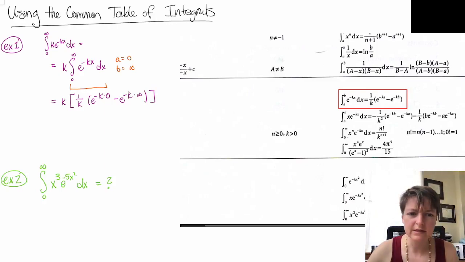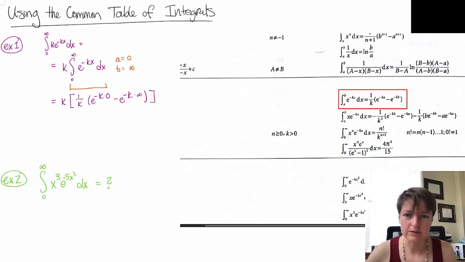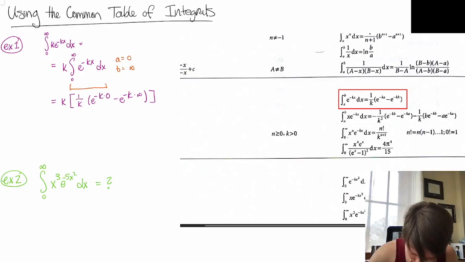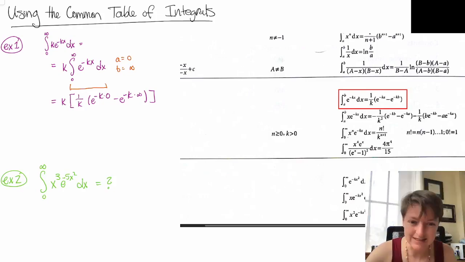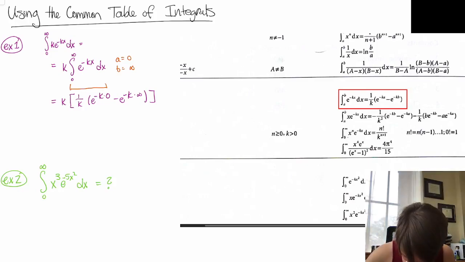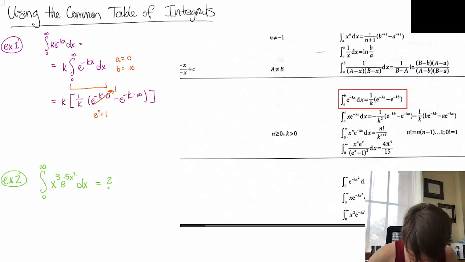This result still looks a little bit hairy, but if we remember two rules about how exponents work, we can simplify this pretty dramatically. The first rule is that anything raised to the power of 0 is equal to 1. Since e to the 0 equals 1, we can simplify this first part of the expression to just be equal to 1.